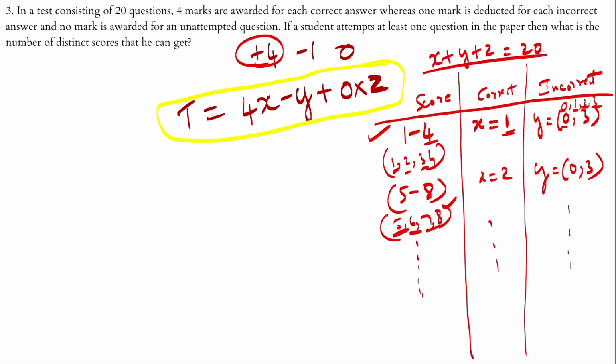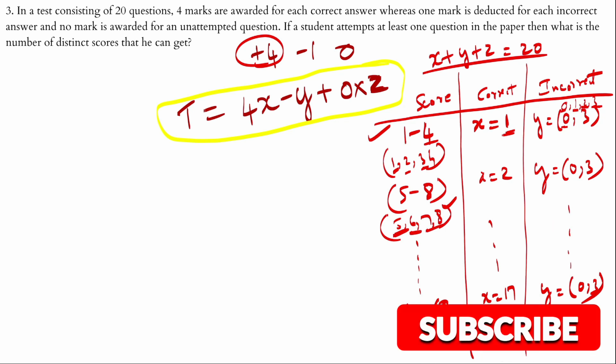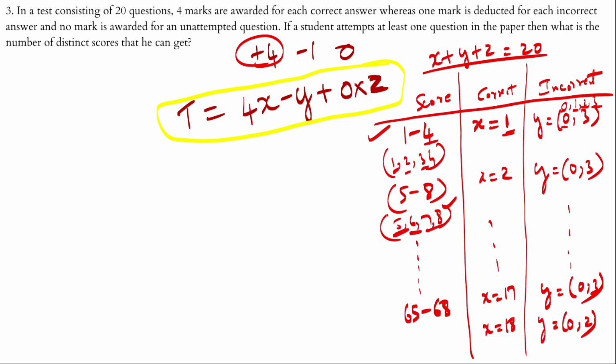If we go on like this, there won't be any problem for us till x is 17. If x is 17, then the scores will be 65 to 68, and y varies between 0 and 3. The problem comes if x is equal to 18. If x is equal to 18, y cannot take 0 to 3. That means y cannot take 4 values. y can take only 3 values, 0, 1 and 2, because 18 plus 2 will be equal to 20 questions.